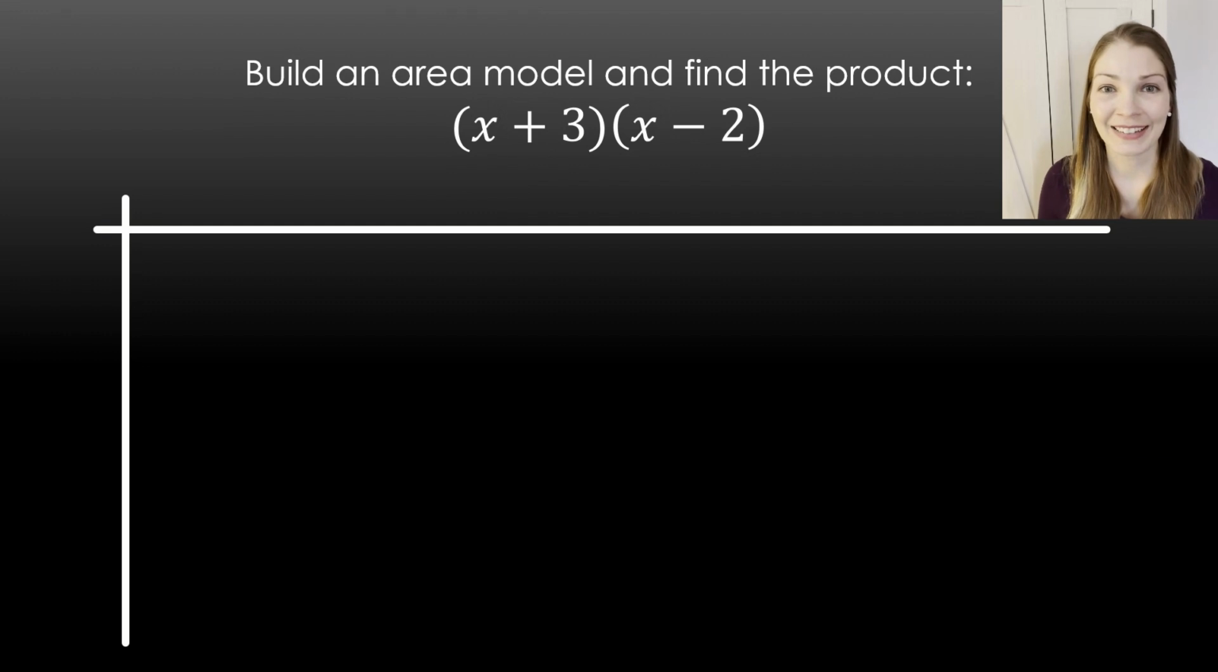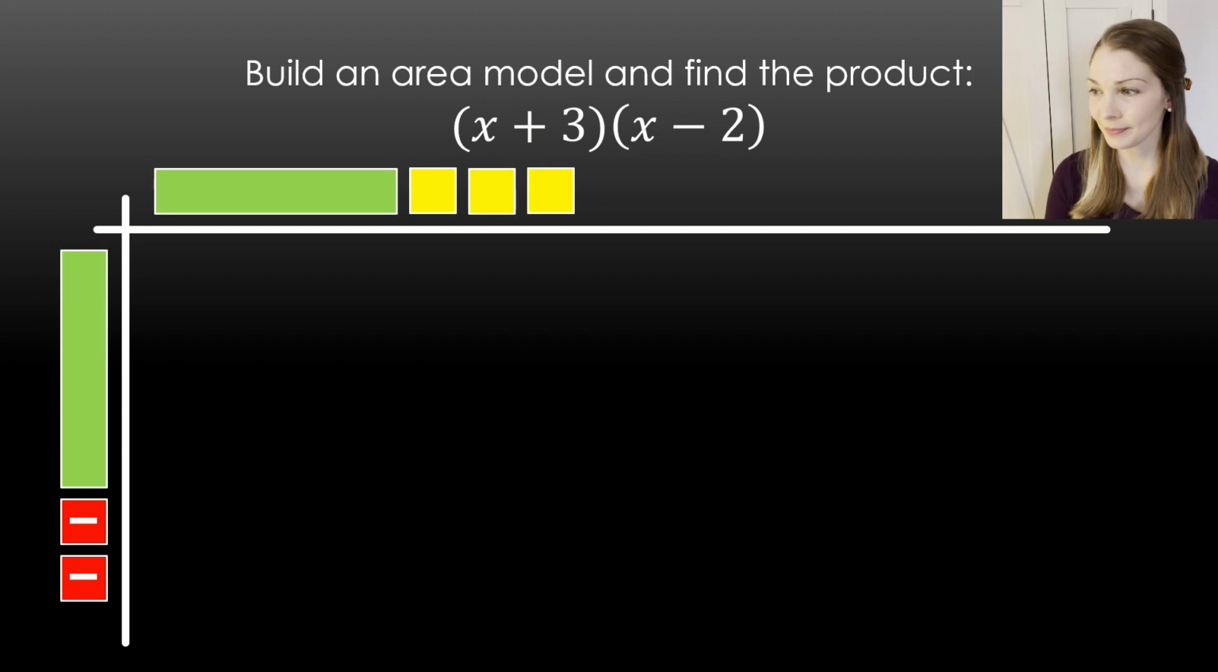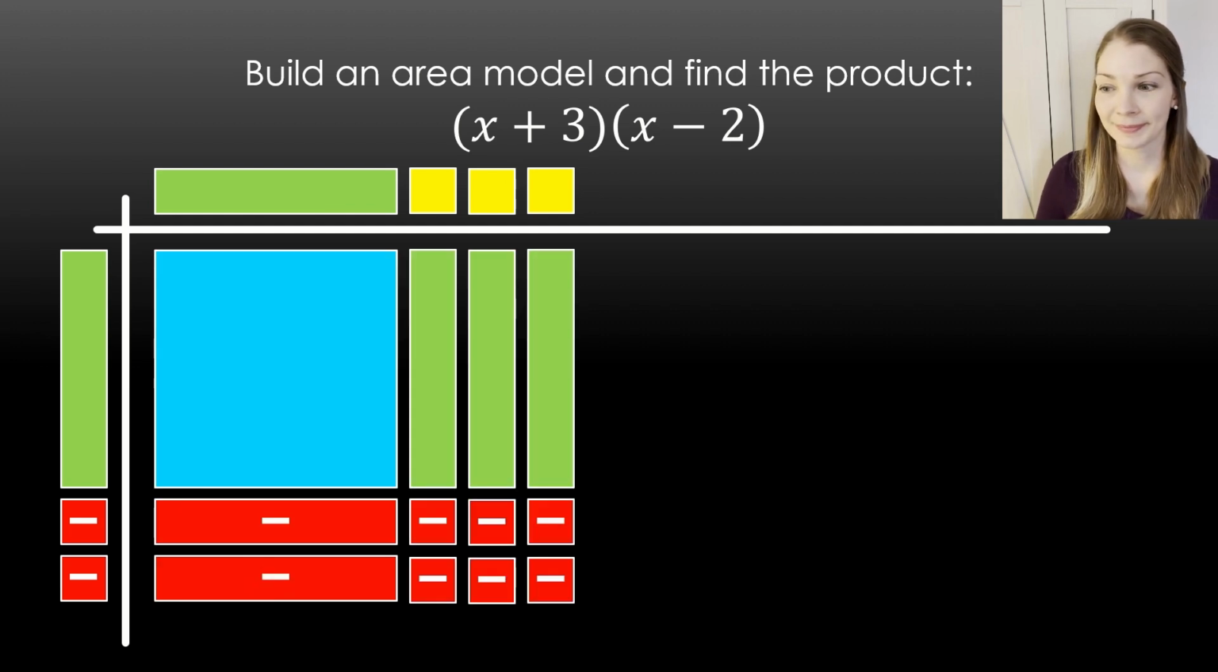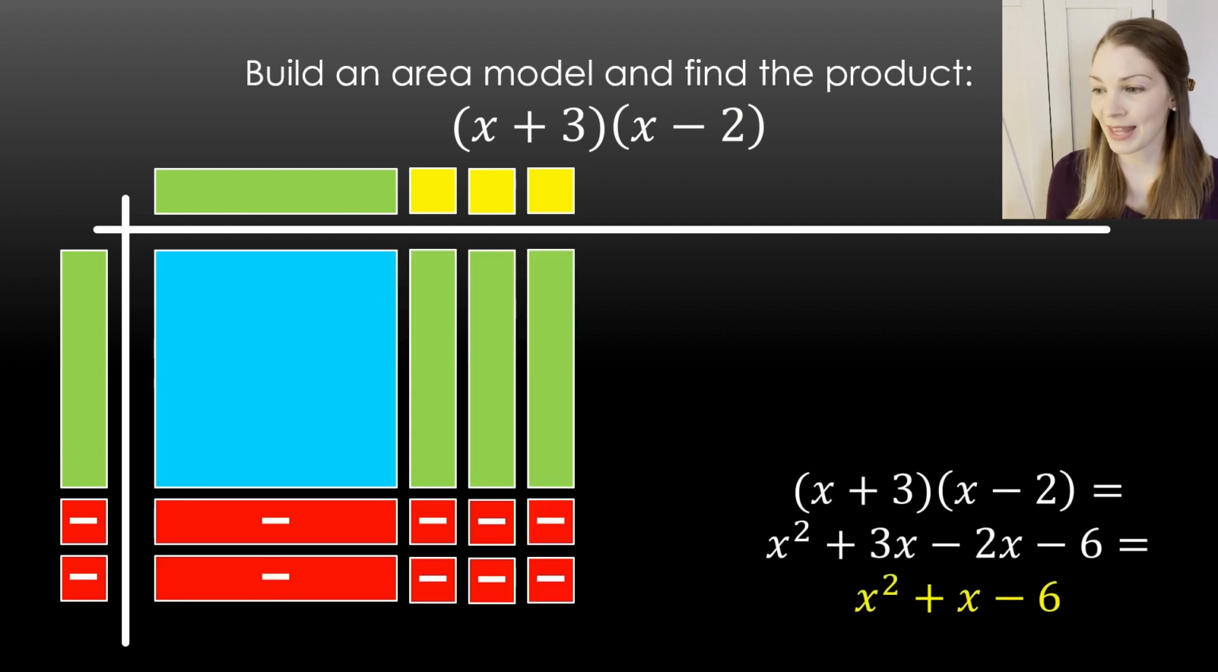I'll let you try it again. I'm going to move a little quicker, so be ready to pause it if you're working along with me. We have x plus 3 and x minus 2. Here's how that will look when you set up your two factors. And then you can go ahead and fill in the area. So we can see here, when the x's multiply, we get that positive x squared.